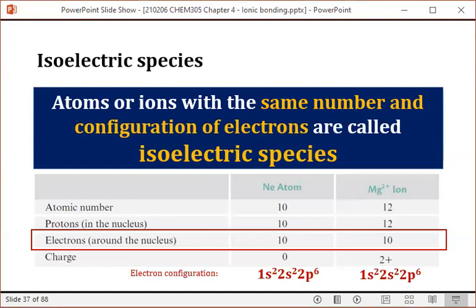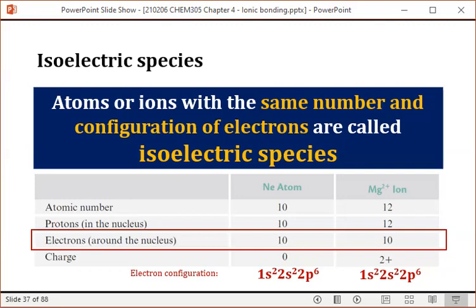So we're next going to talk about what are called isoelectric species. These are atoms or ions that have the same number and configuration of electrons. And so any atoms that have the same number and configuration of electrons are called isoelectric to each other. They're isoelectric species. So for example, if we look at neon, neon's a noble gas.